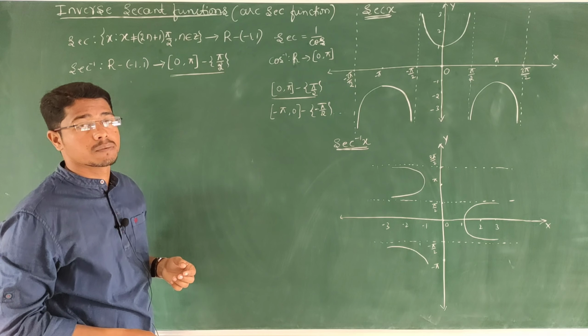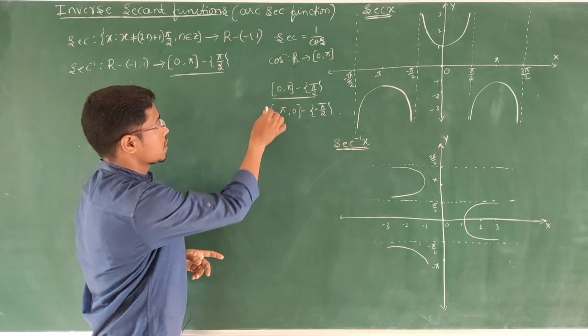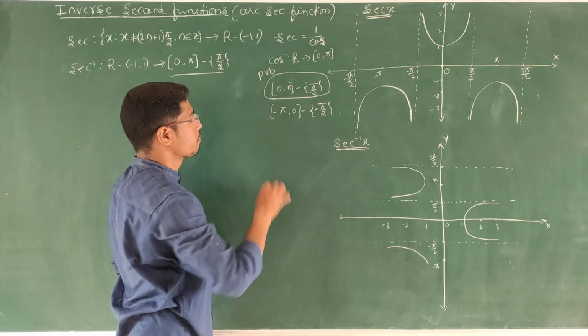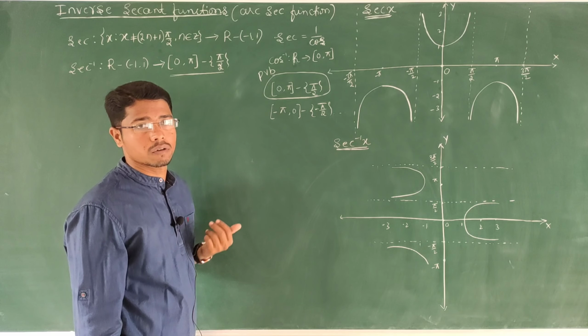The range with this interval is called the principal value branch. So this is called the principal value branch. PVB means principal value branch.